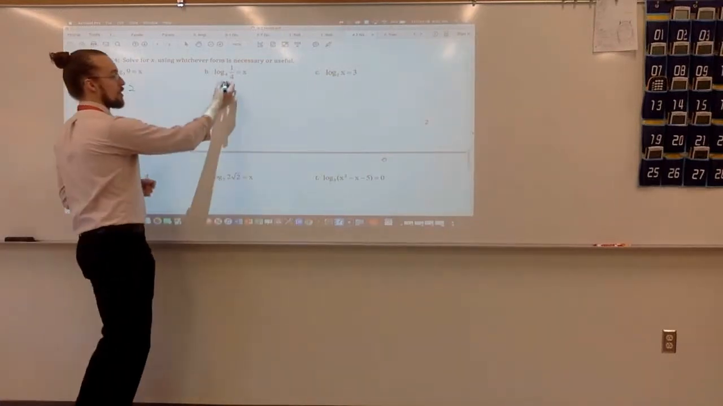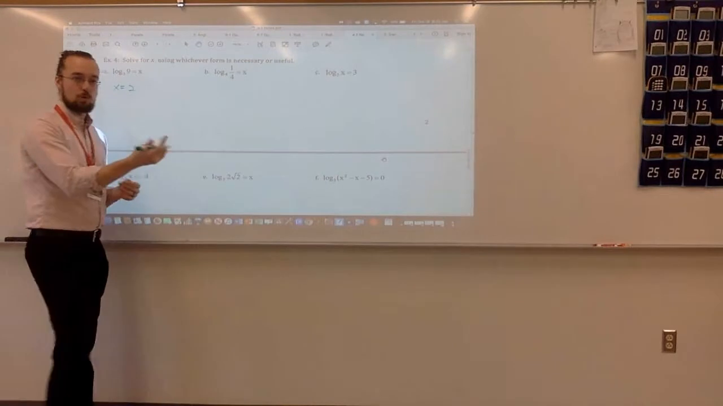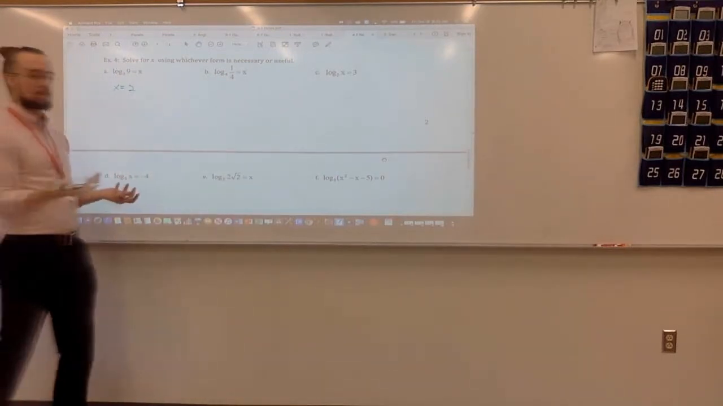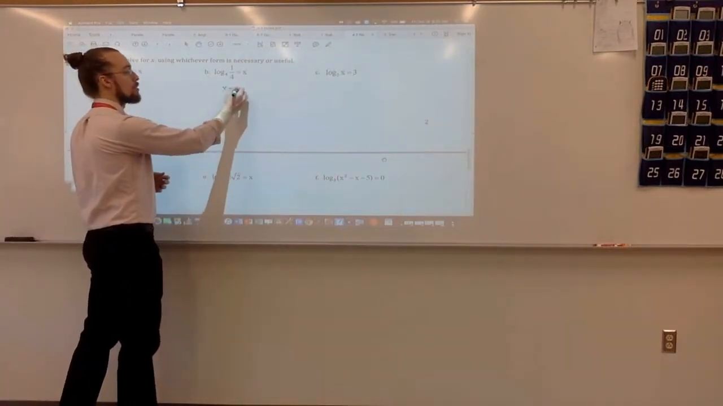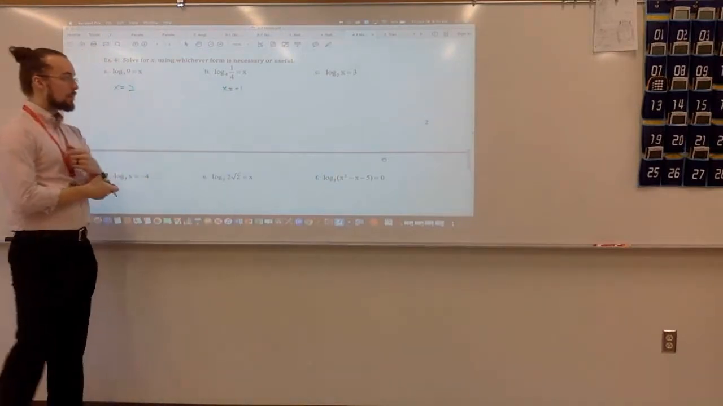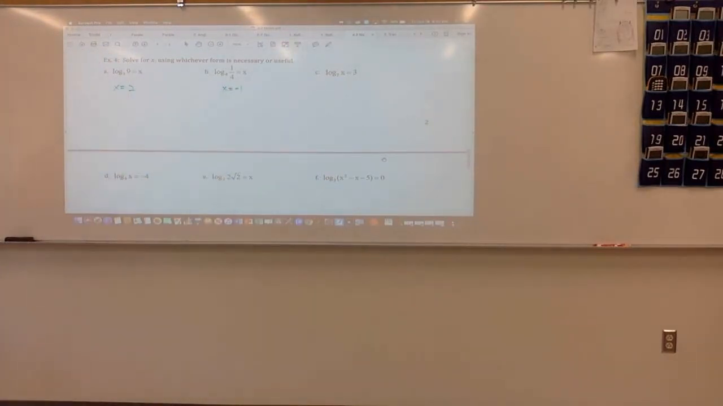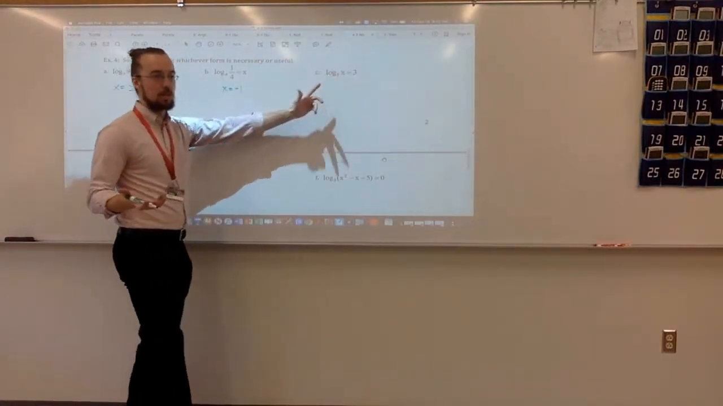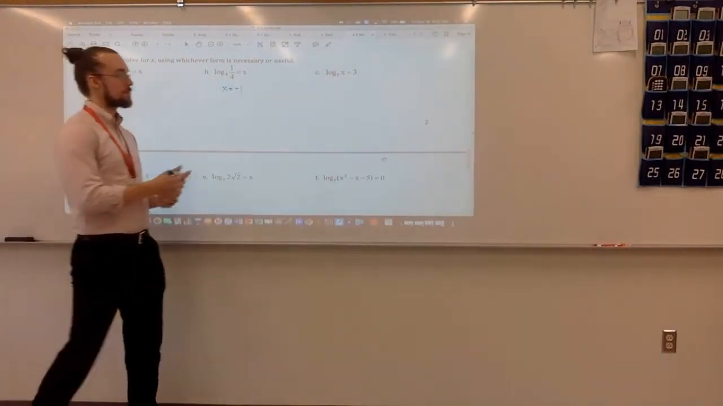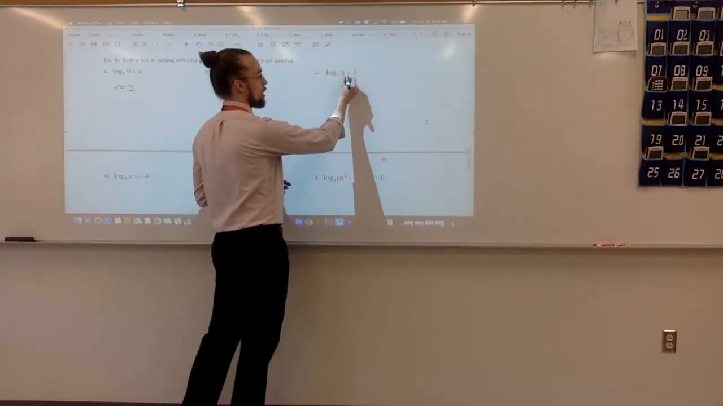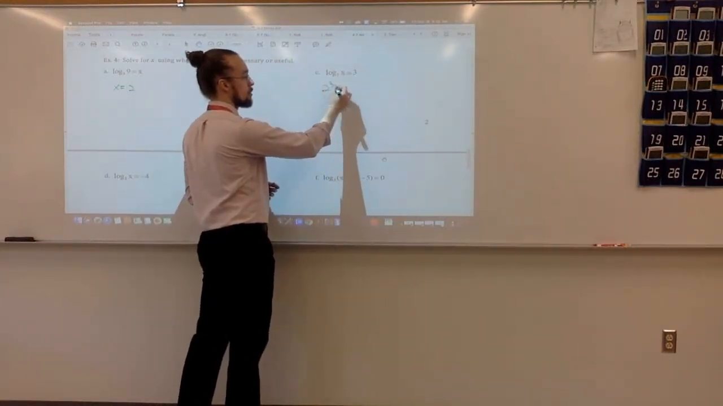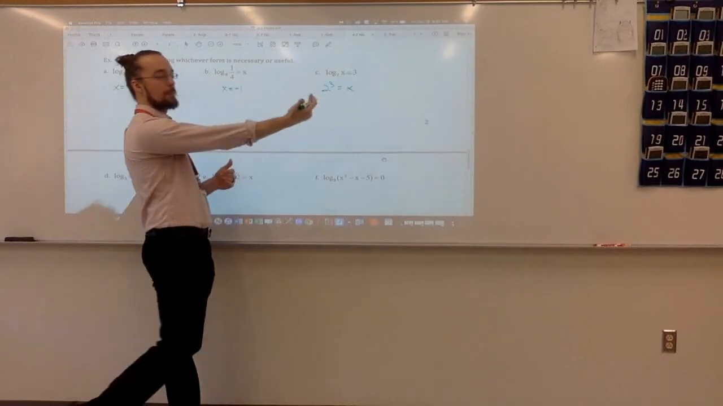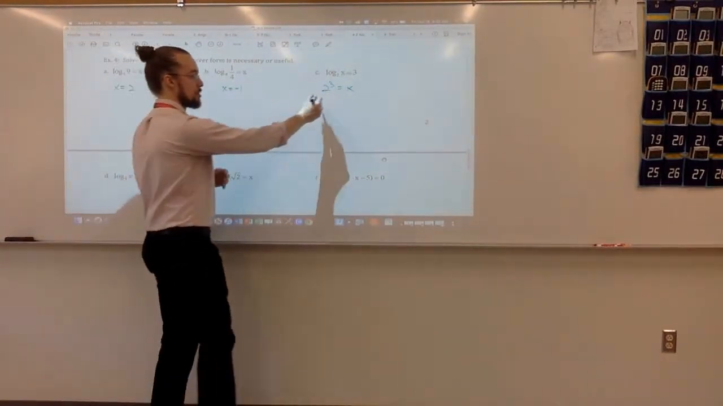Here we're saying 4 to what power equals 1 over 4? That would be -1. These are the types of equations that I would expect you to be able to do without a calculator. How about C? The x is in a different spot. I can just rewrite this as an exponential and say 2 to the 3rd power is equal to x, which is just 8.